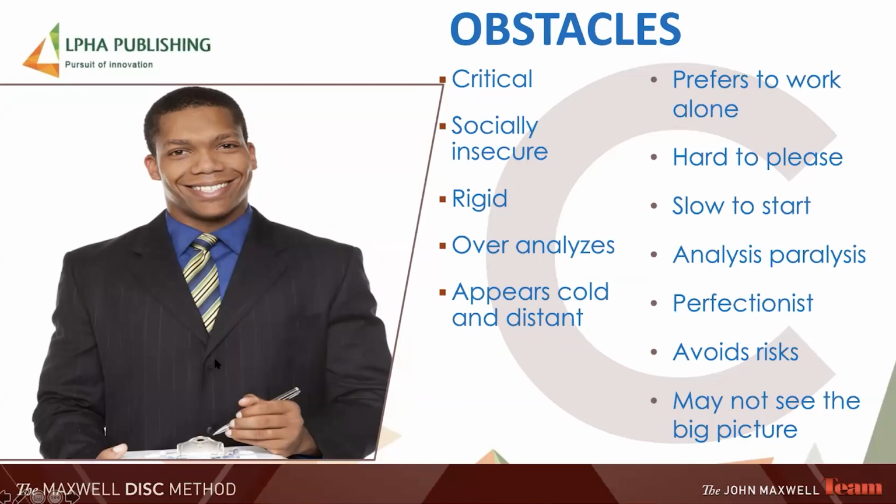Appears cold, absolutely. Hard to please. And hard to please and appears cold will turn off the students. When a student will look and say, my teacher just doesn't like me, they assume that the teacher just doesn't like them because they're cold, rigid. They avoid risk, cold and distant, hard to please. Is not it. You'll find often C students, C-type teachers are often in mathematics and science.